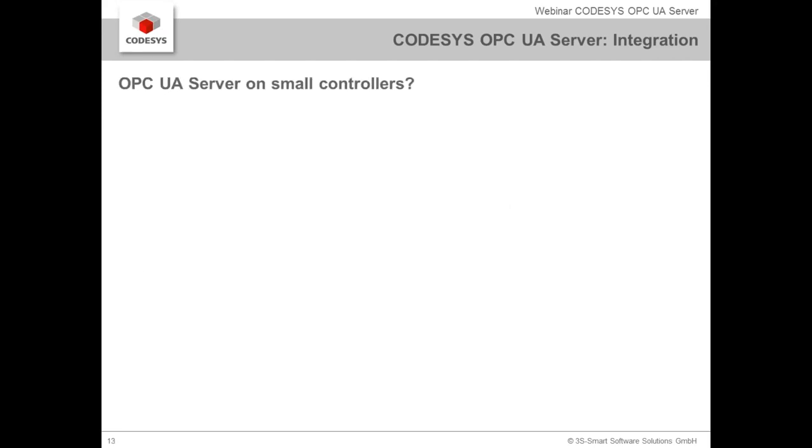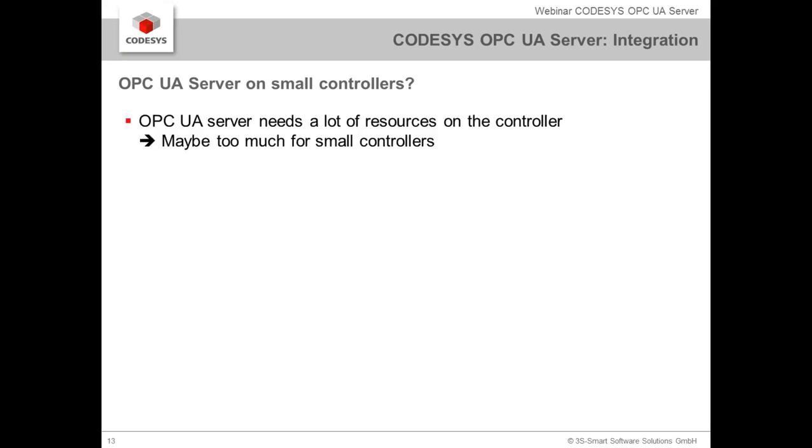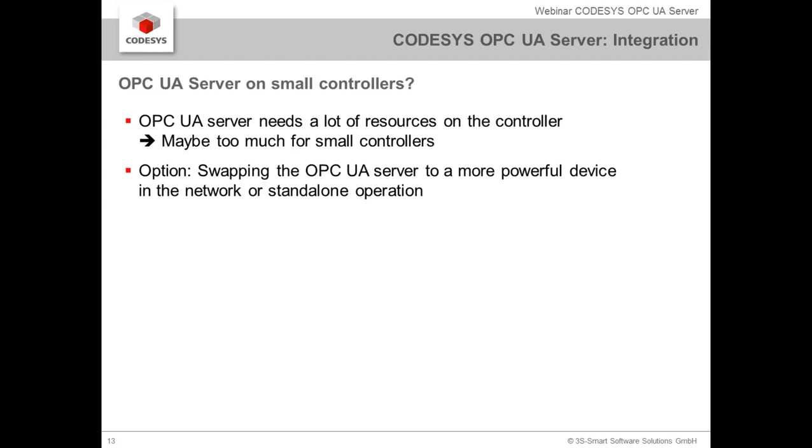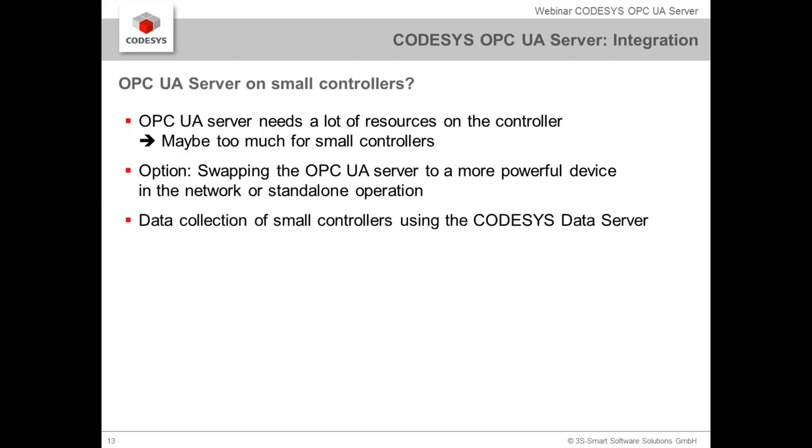Just one more slide, which I already mentioned. What about small controllers? As mentioned, the OPC UA server needs a certain amount of resources on the controller, so this may be too much for small controllers. Nevertheless, there's a workaround available. You can swap the OPC UA server to a more powerful device in the network. So in case you have a network with different PLCs and there's, for example, a more powerful one available, then you take this one, or you install a standalone device with the OPC UA server, which is at the moment possible by means of a soft PLC. In the future, there will be a standalone OPC UA server available as well.